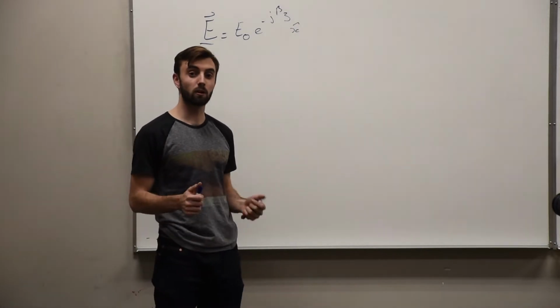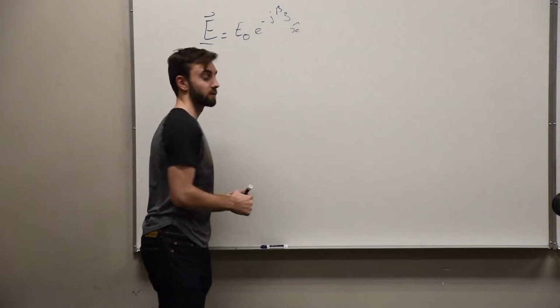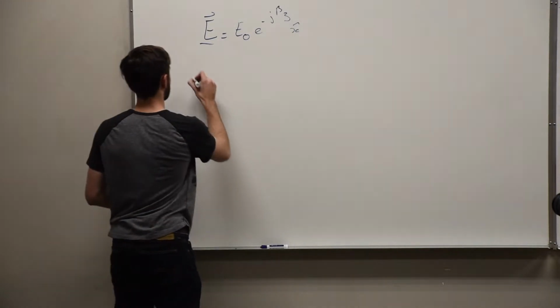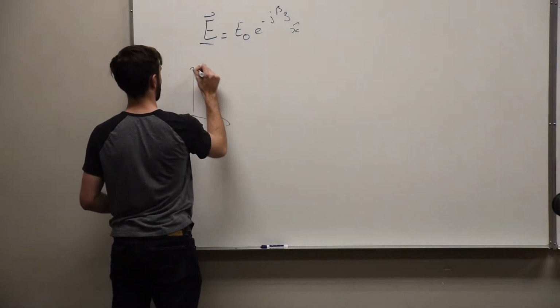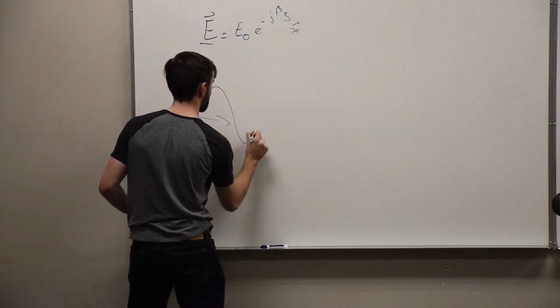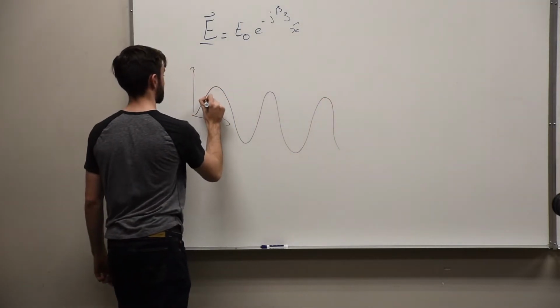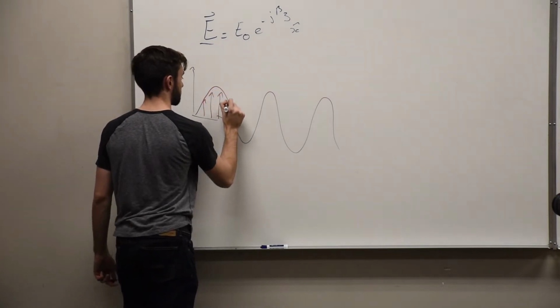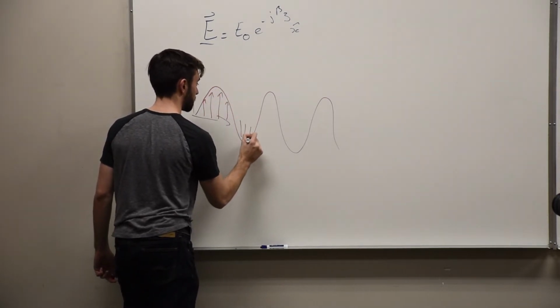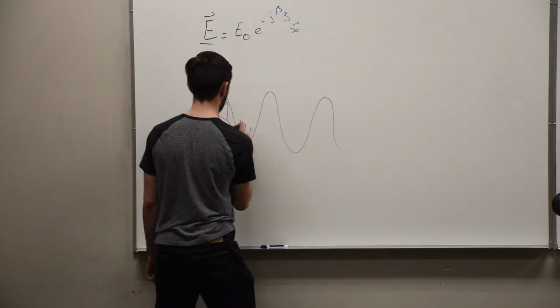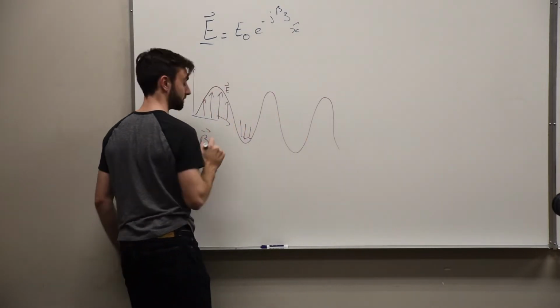Now with this in mind, I'll plot this electric field with respect to time. As we see here, as time goes on, we have an oscillation in free space, and this oscillation is the electric field, and it is going along the beta direction.